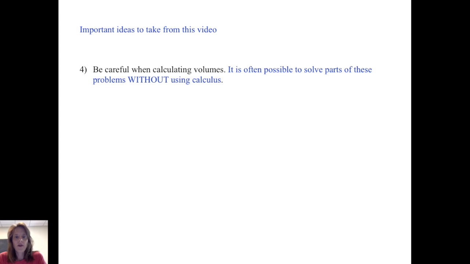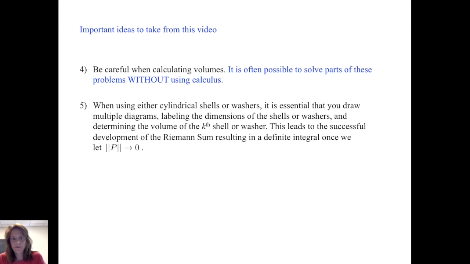When calculating volumes, please be careful. It's often possible to solve parts of these problems without using calculus. Make sure you don't make more work for yourself than you need to. And finally, when using either cylindrical shells or washers, it's essential that you draw multiple diagrams. Make sure you label the dimensions of the shells or the washers, determine the volume of the kth shell or washer, and then set up the Riemann sum and take the limit as the norm of the partition goes to 0, which produces the definite integral.